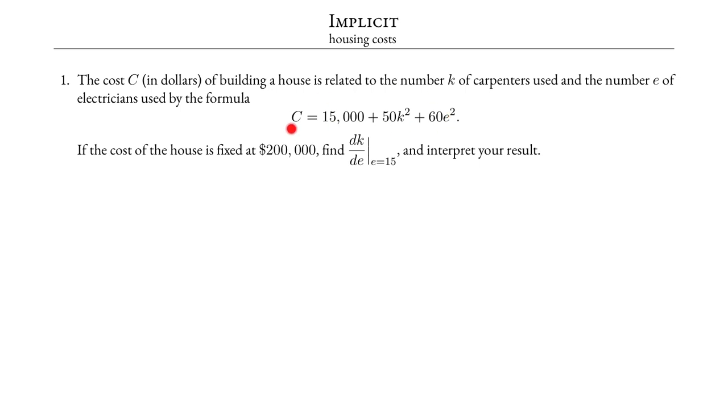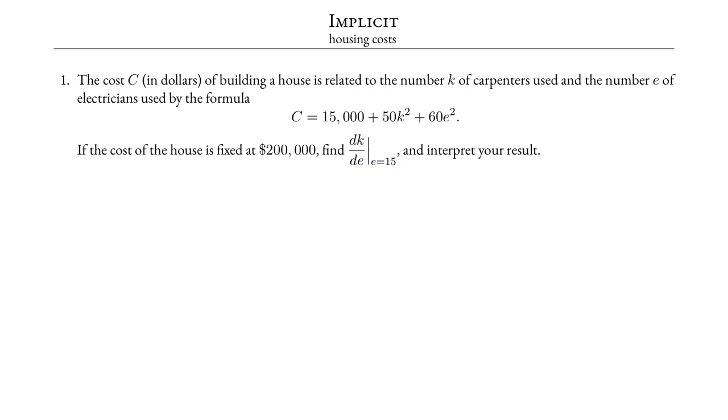In this equation, C is the cost of the house, which we assume fixed at $200,000. K represents the number of carpenters, and E represents the number of electricians. We're looking for dK/dE, the rate of change of the number of carpenters with respect to the number of electricians when there are 15 electricians.